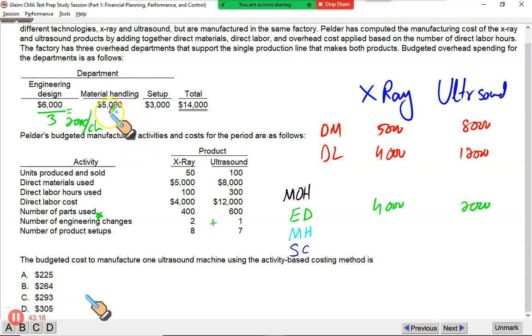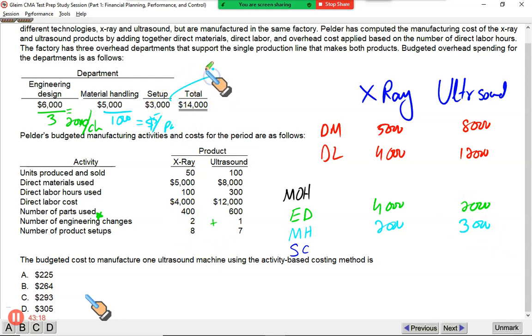Next, we have the material handling. This is the $5,000 pool, and how many parts did we have to handle? There were a total of 400 parts for X-rays and 600 parts for ultrasound. Total 1,000 parts, which means the rate comes out to be $5 per part. So 5 times 400 makes $2,000 to be charged to X-rays, and 600 times 5 gives you 3,000.